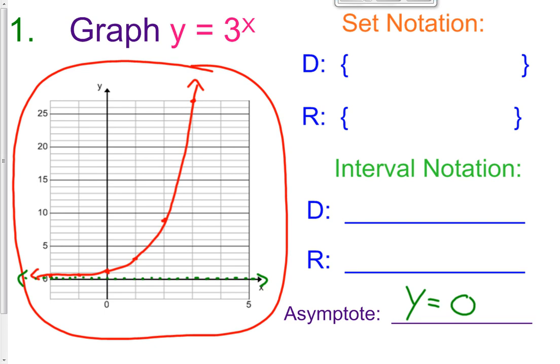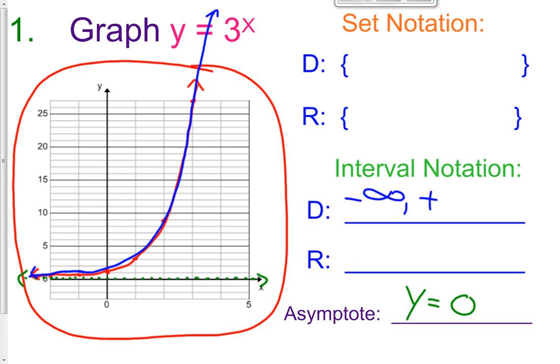How far does my curve go to the left? Well, infinitely, so it starts at -infinity. And then how far to the right does it go? Well, I can keep on putting in x values, 3 to the 4th, 3 to the 5th, 3 to the 6th, 3 to the 7th, 3 to the 8th, and it's going to continue going up and to the right.